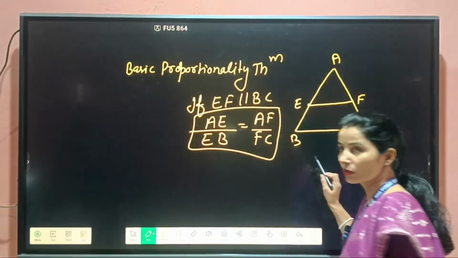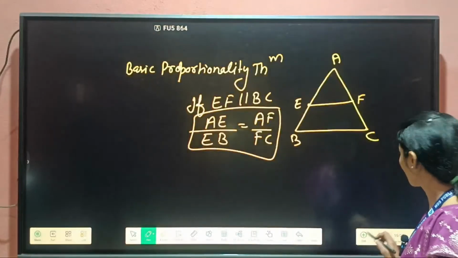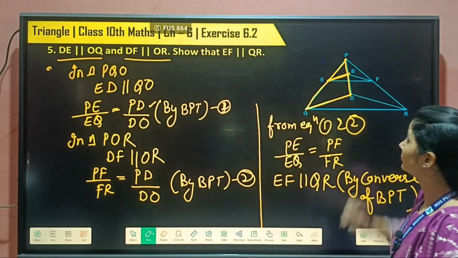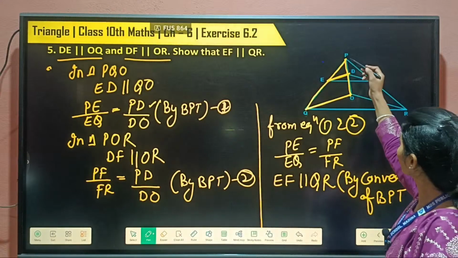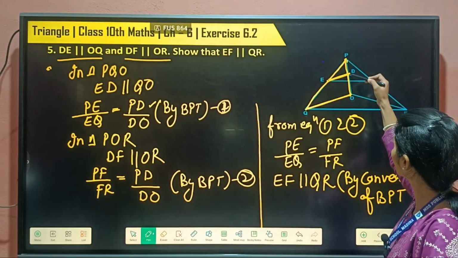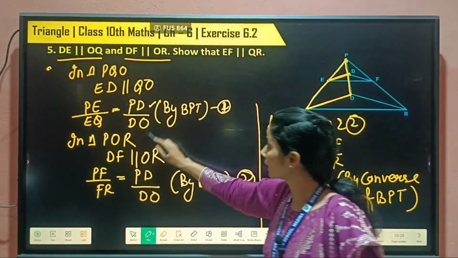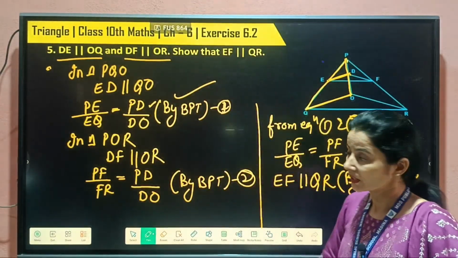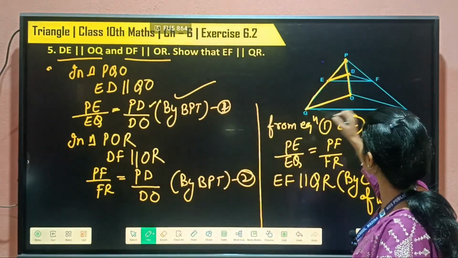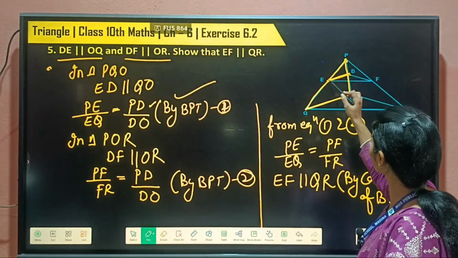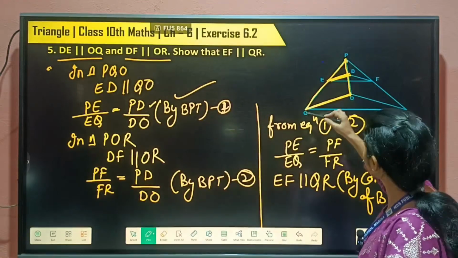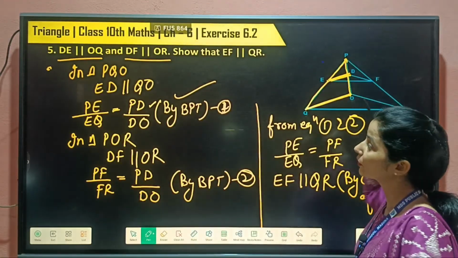Now, based upon this theorem, we were doing our question. What is our question? ED is parallel to QO, and then I can write PE by EQ and PD by DO ratio equal. This is by BPT theorem. Consider equation number 1. In which triangle were we working? PQO. In triangle PQO, ED is parallel to QO, then PE by EQ is equal to PD by DO ratio.